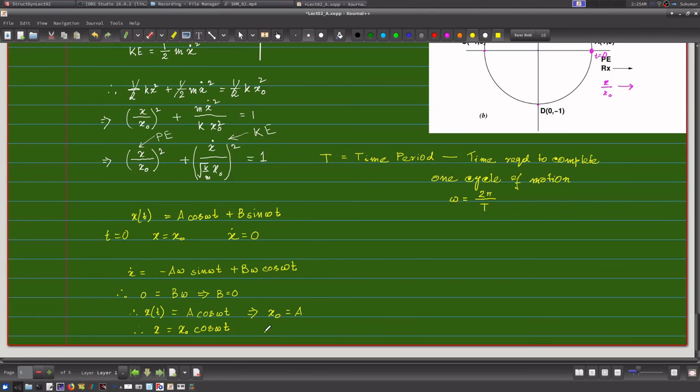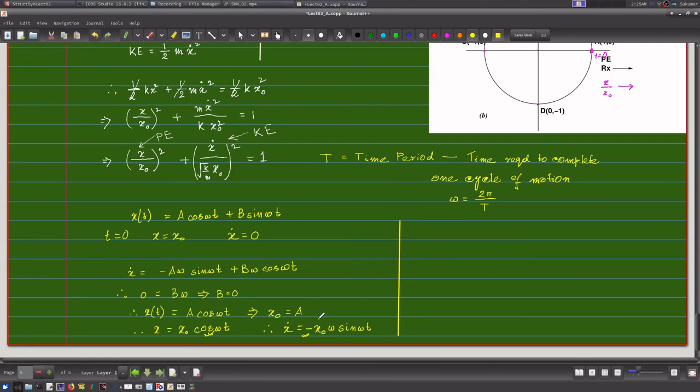And hence what is my x dot? I'll differentiate this, so I will get x naught omega minus x naught omega sine omega t, right? Now if I put these two values in this equation, what shall I get? Let me write it here itself so that I don't need to change the page.